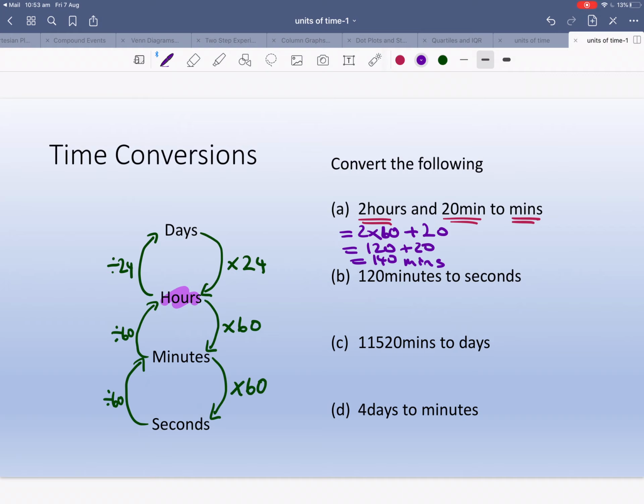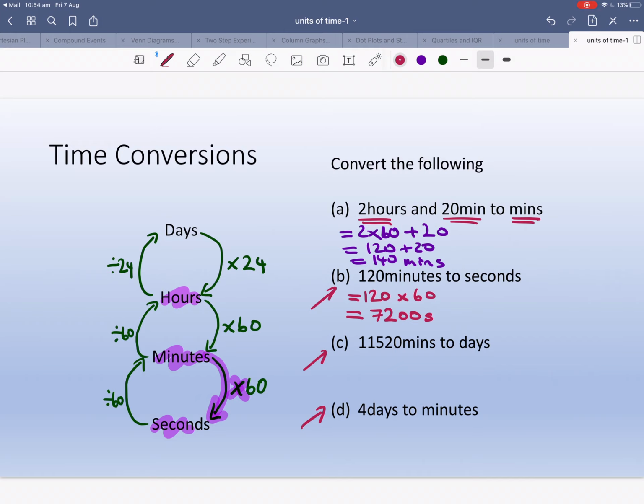If you guys want to use this flow diagram to see if you can do these questions, pause the video, do them and see if you get the same answer as me. All right, so we've got 120 minutes to seconds. So we're now going from minutes to seconds. So we're flowing down this way, so it's going to be times 60. So I'm going to go 120 times 60, and I end up getting 7,200 seconds. All right, so that's our abbreviation from this previous slide here.